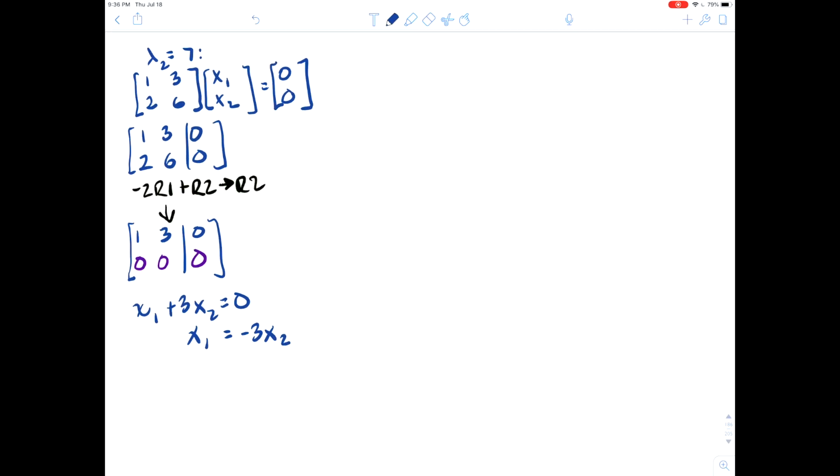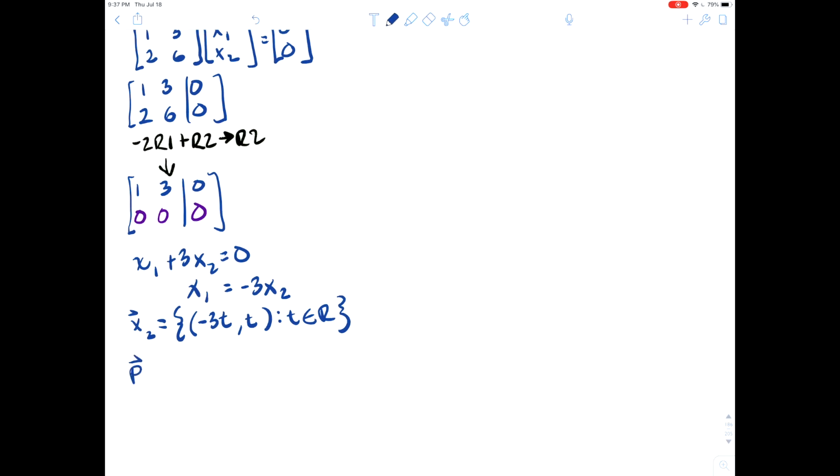And then our second eigenspace, x2, would be (-3t, t), such that t belongs to the real numbers. And then a basis, call it P2, will be, if we let t equal 1, we get (-3, 1). Good so far? Very good. So this is our second one.